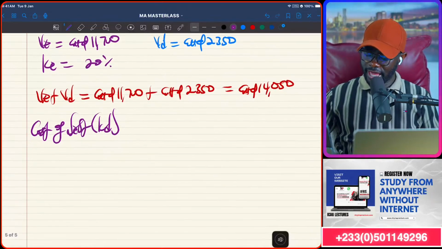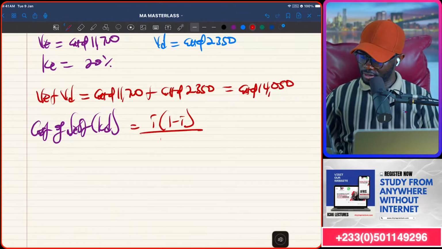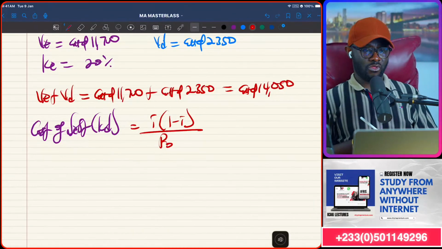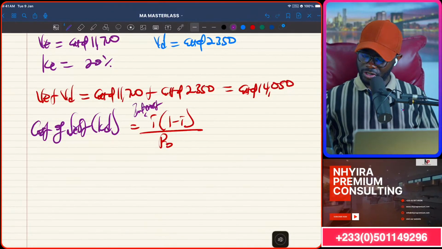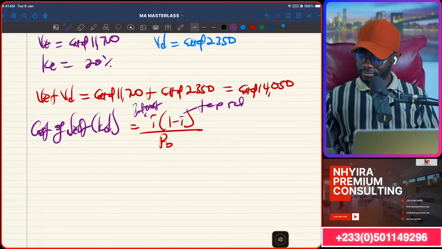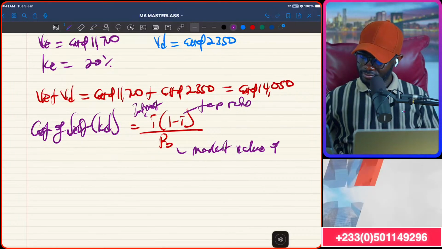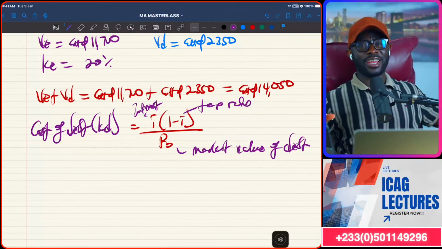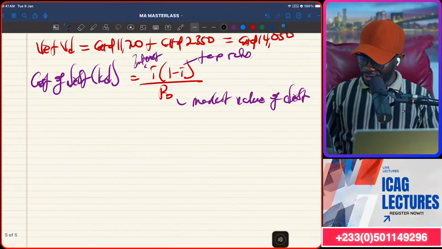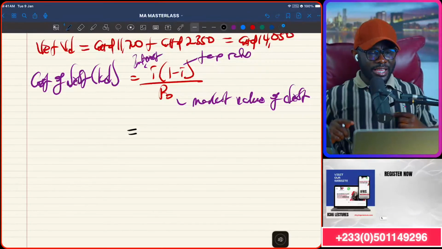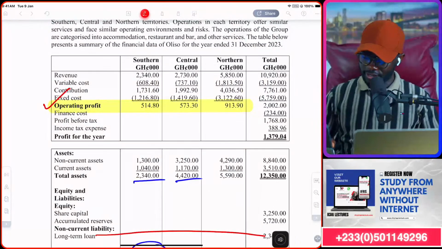Simple. KD equals I(1 minus T) all over P0, where I is the interest, the annual interest on the loan note, T is the tax rate, P0 is the market value of the debt. So some financial management here, right? But you're in the management accounting class. So let's go. What is the interest on the debt? That was calculated here. Stay with me.